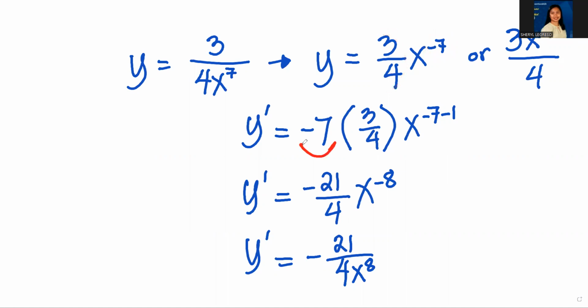Take note that what we did here is you only multiply the exponent to the numerical coefficient. That's why we have here negative 7 times 3/4. And then what you need to do is just copy the variable and subtract 1 from the original exponent. So instead of having negative 7 as exponent, it becomes negative 8. Now, if you want to rewrite that and simplify it, we can have y prime equals negative 21 over 4x raised to 8.